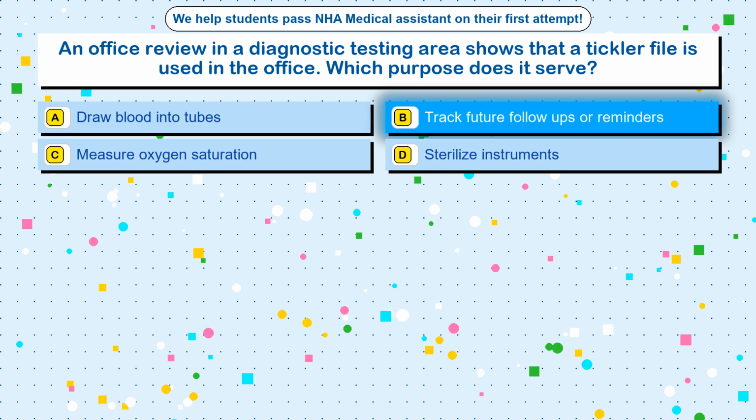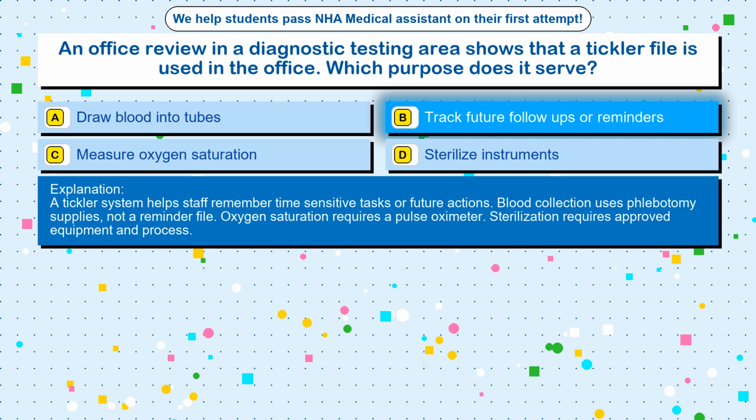Track future follow-ups or reminders. A tickler system helps staff remember time-sensitive tasks or future actions. Blood collection uses phlebotomy supplies, not a reminder file. Oxygen saturation requires a pulse oximeter. Sterilization requires approved equipment and process.